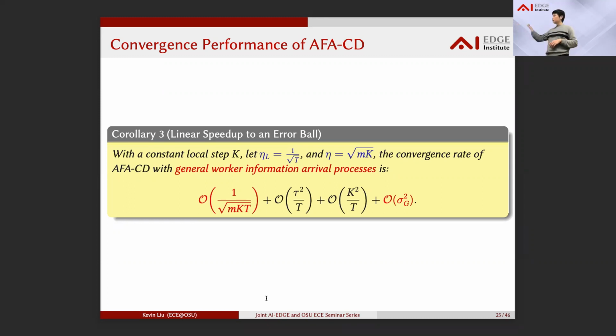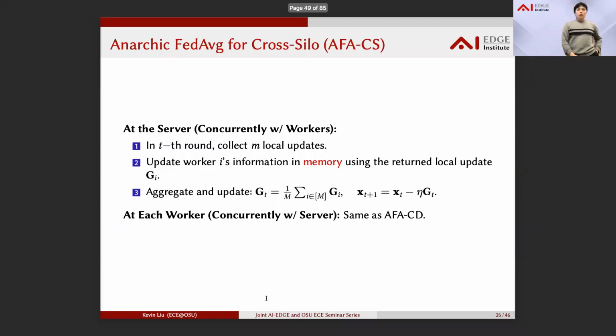Remember, so basically this is saying that, surprisingly, for the anarchic FedAvg, we can achieve the lower bound with the linear speedup feature. Okay, so that's the key message. Now the cross-silo version is also pretty similar. In fact, the worker side code is exactly the same. The only difference is on the server side.